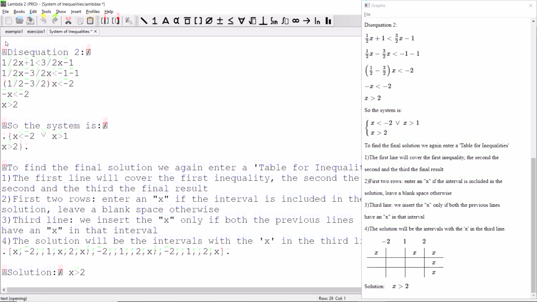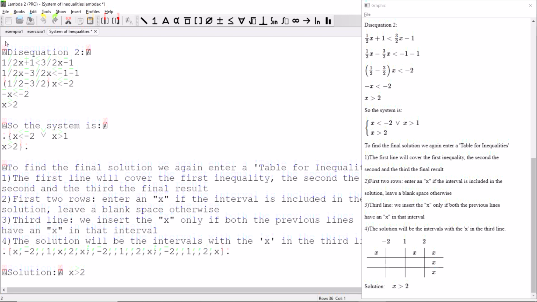So the system is: x < −2 or x > 1, and x > 2. To find the final solution we again enter a table for inequalities. The first line will cover the first inequality, the second the second, and the third the final result.